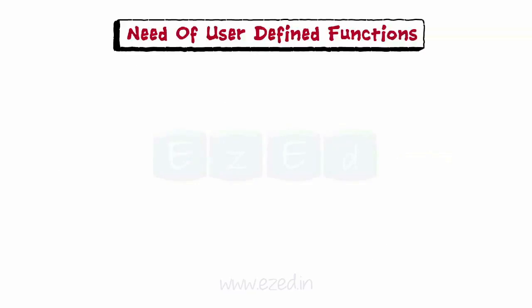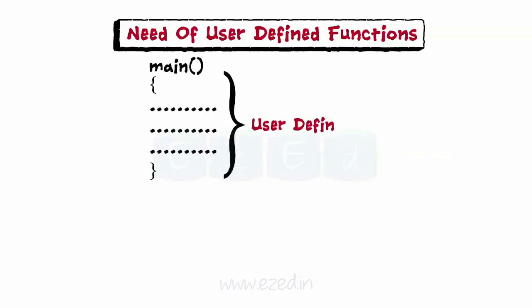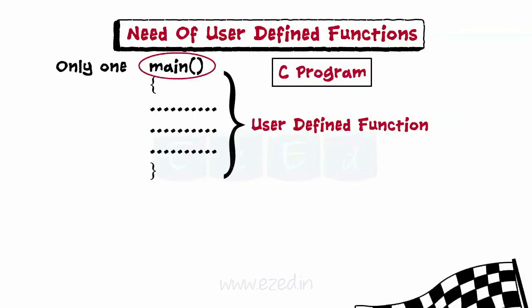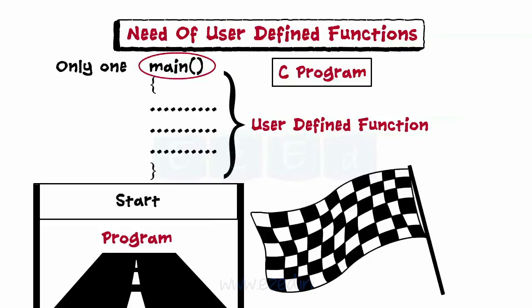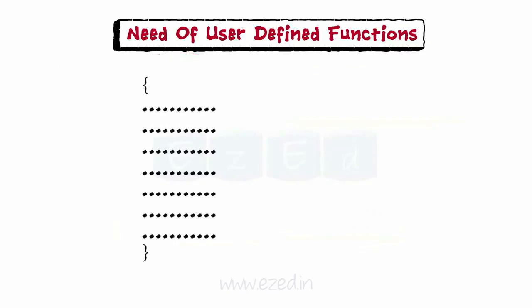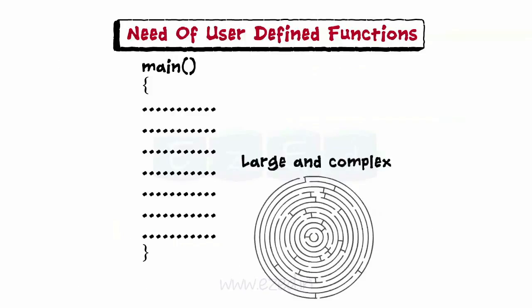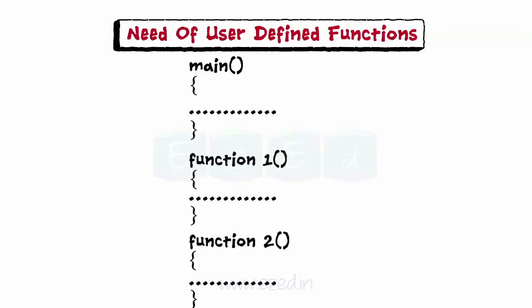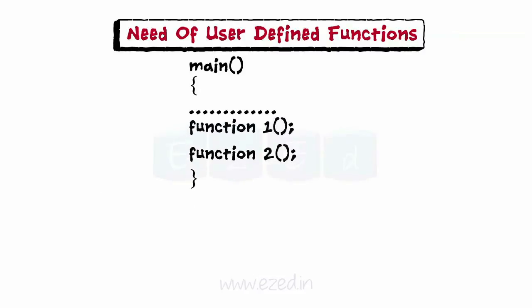Moving on to the need for writing a user-defined function. As we know that main is a user-defined function, and every C program should have exactly one main function which indicates where the execution of a program begins. We can write a program with only one main function, but the program will become too large and complex. Also, debugging would be a difficult job. Thus, to make this easier, the program can be divided into smaller functional units which can be programmed separately and combined later on into a single unit.